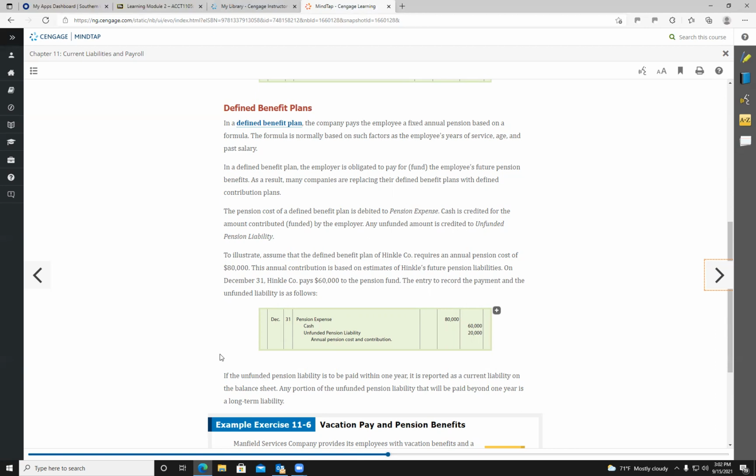If the unfunded pension liability is to be paid within 1 year, it is reported as a current liability on the balance sheet. Any portion of the unfunded pension liability that will be paid beyond 1 year is considered a long-term liability.